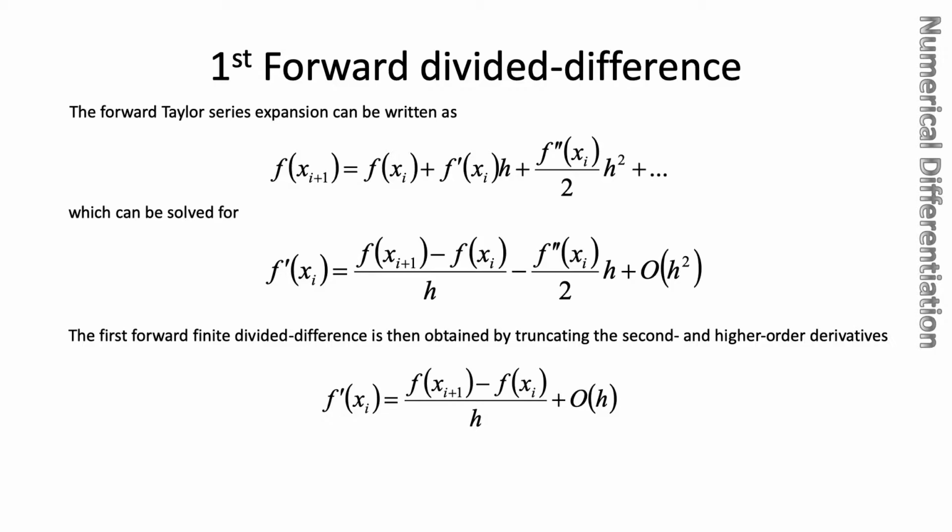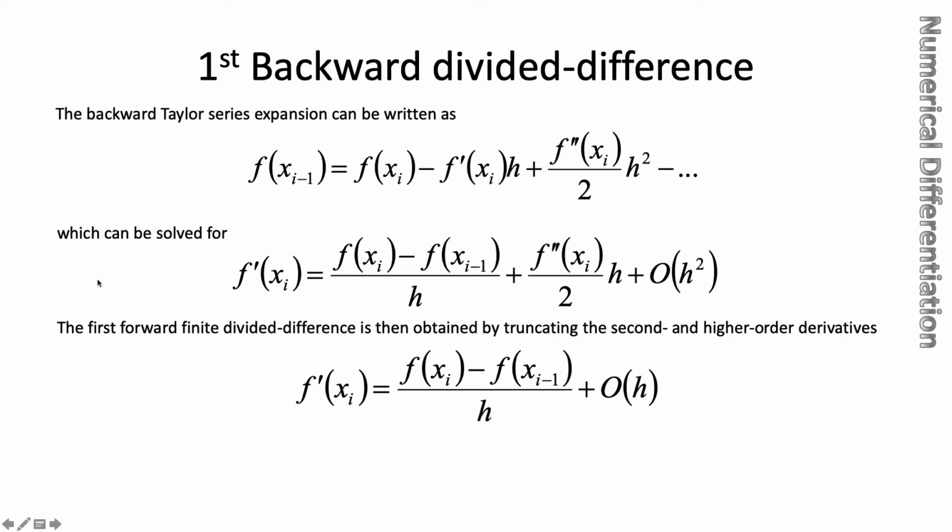It's called the first because you are taking the first numerical derivative. It's forward because you are solving for the derivative of a function at x sub i using the function at x sub i and x sub i plus 1. In contrast, you have the first backward divided difference. This technique solves for the first numerical derivative of the function at x sub i using the function at x sub i and x sub i minus 1.